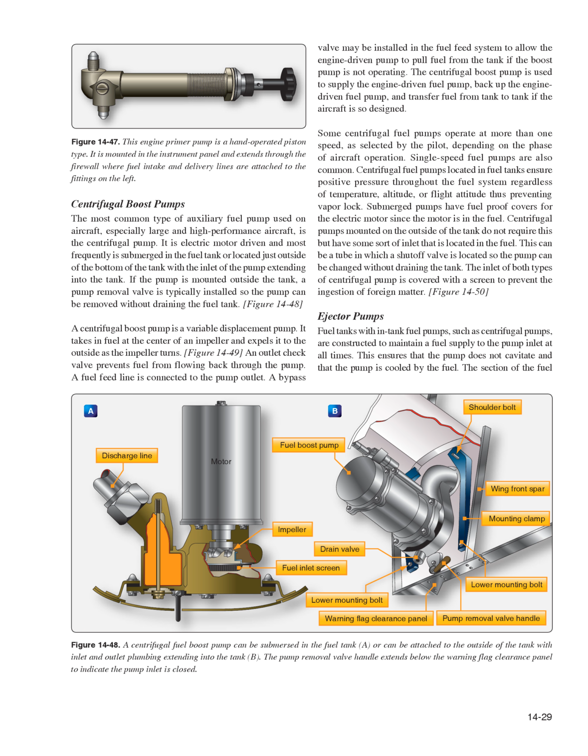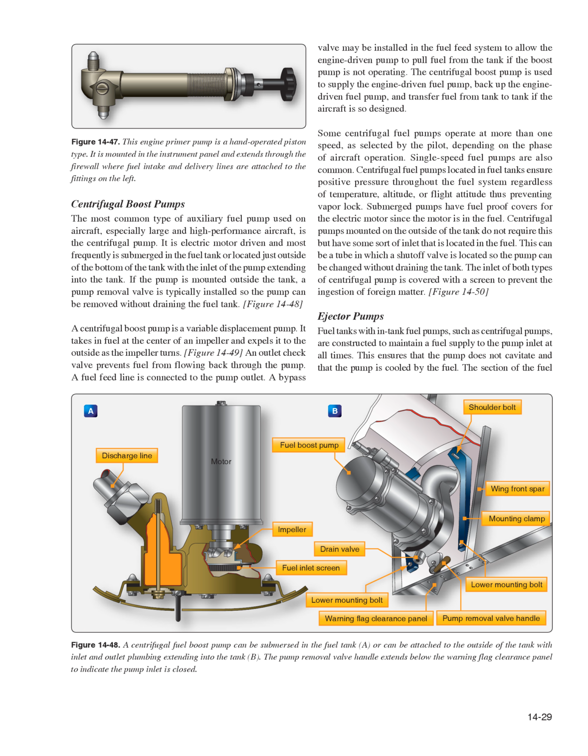Figure 14-48. A centrifugal boost pump is a variable displacement pump. It takes in fuel at the center of an impeller and expels it to the outside as the impeller turns. Figure 14-49. An outlet check valve prevents fuel from flowing back through the pump. A fuel feed line is connected to the pump outlet. A bypass valve may be installed in the fuel feed system to allow the engine-driven pump to pull fuel from the tank if the boost pump is not operating.